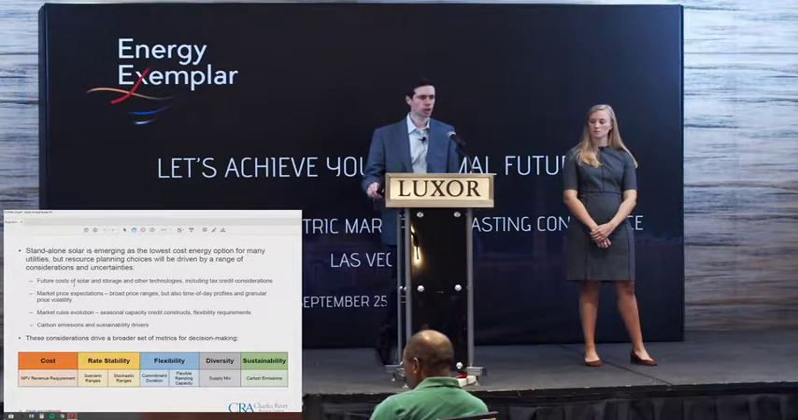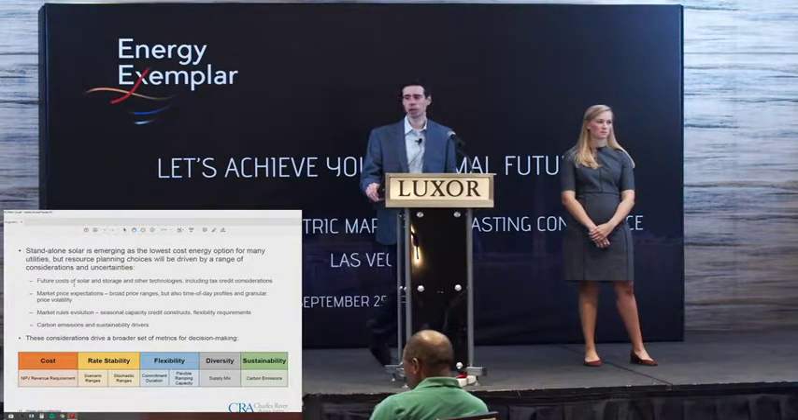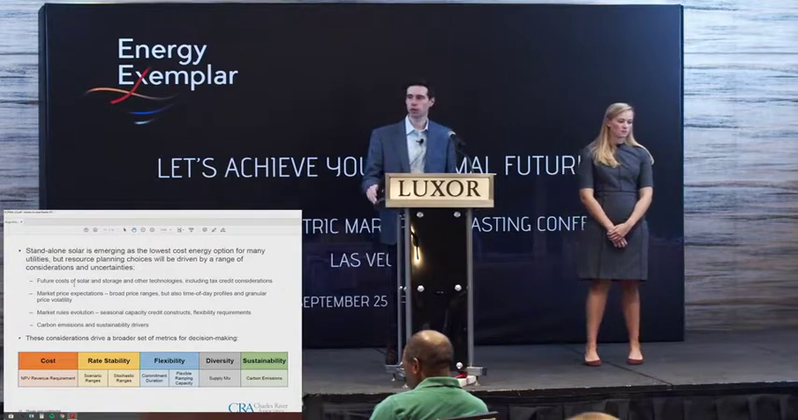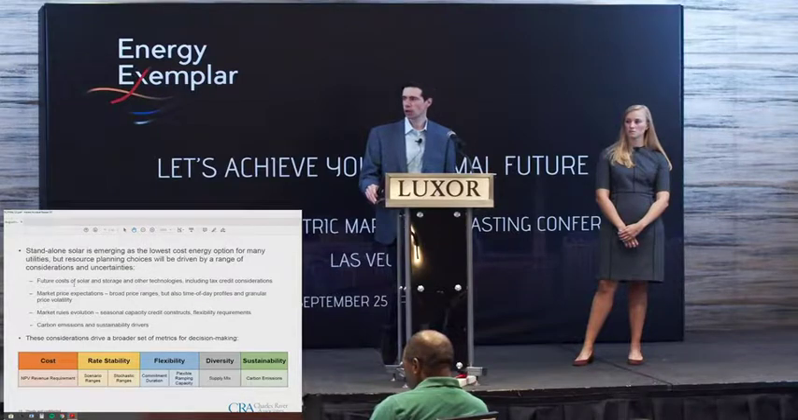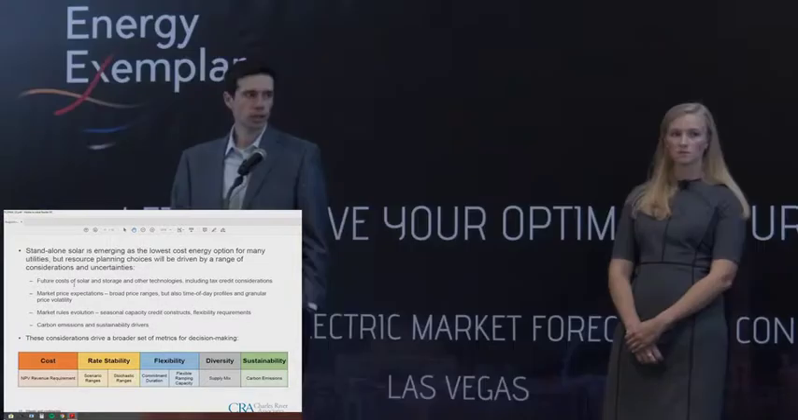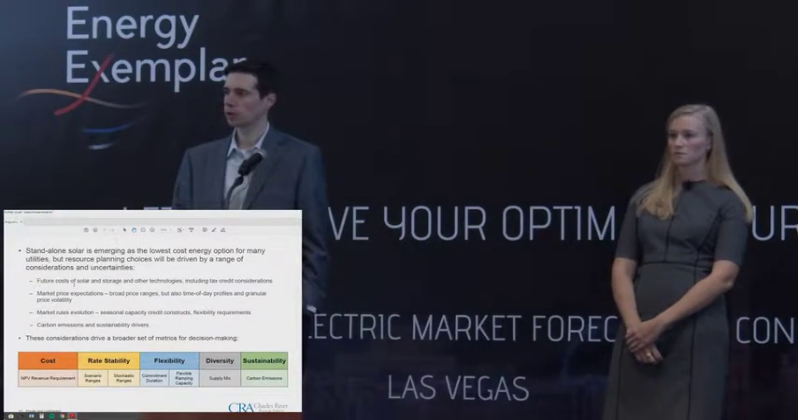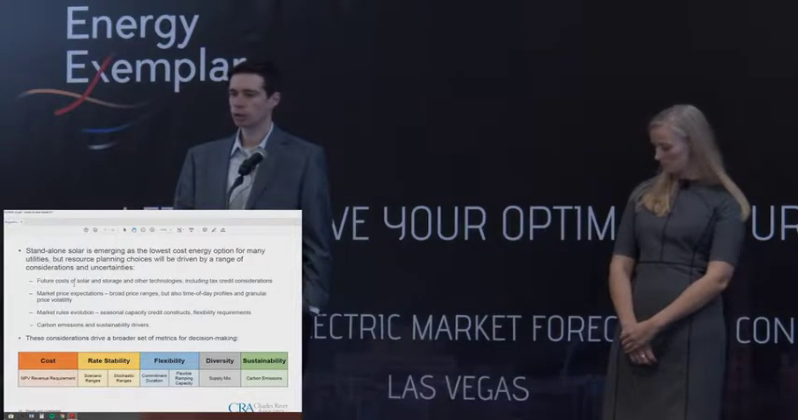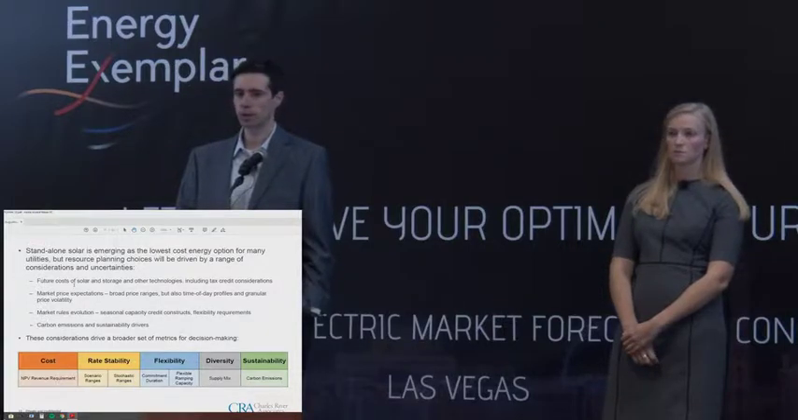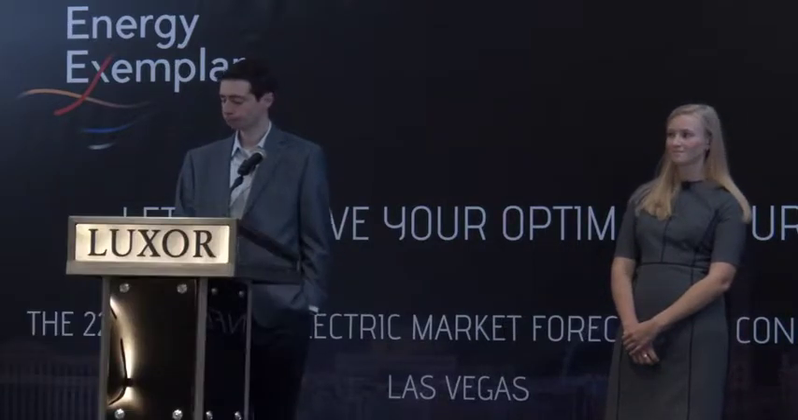So a lot of what we're observing and working through with our clients is a multidimensional perspective when it comes to cost and rate stability and some of these flexibility metrics around commitments and ability to respond to market rules changes, as well as diversity and sustainability metrics. So hopefully we've given some insight on how to look at a couple of those first two on cost and rate stability and how the emerging technologies are playing into that. And I think we've got a few minutes here and happy to take any questions or comments.